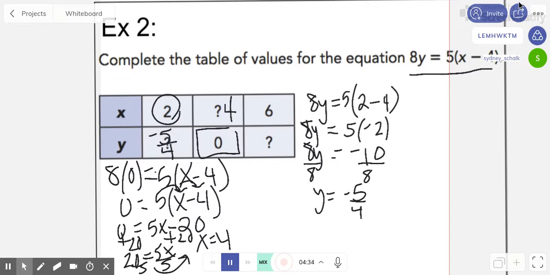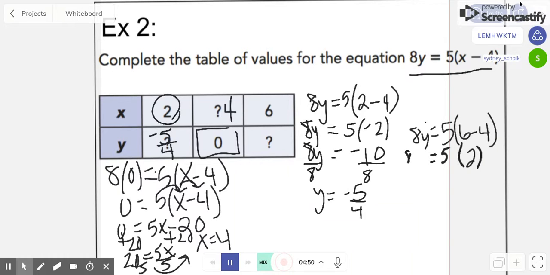Last one, we'll do over here. We're given x is 6. So we have 8 times y equals 5 times 6 minus 4. 6 minus 4 is 2 times 5, and that is equal to 8 times y, or 8y. And 5 times 2 is 10, which equals 8y. And the last step, divide both sides by 8, and we get y equals, let's simplify 10 eighths to 5 fourths. So when x is 6, y is 5 fourths.